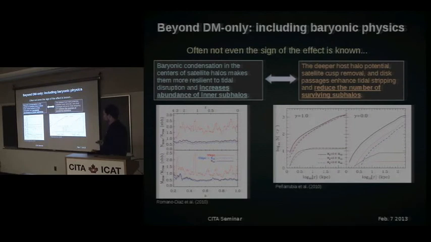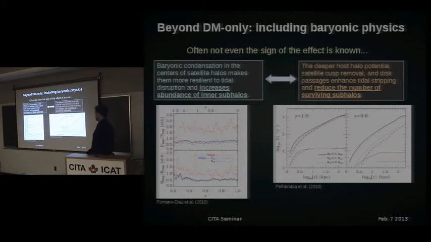Another example of that is just the abundance of subhalos. You could imagine that having a baryonic condensation inside of the little dark matter subhalo would make it more resilient to tidal disruption, and therefore increase the abundance of subhalos in the center. And this was reported here in a hydrodynamic galaxy formation simulation by Romano-Diaz. Inside 30 kiloparsecs, that's the red line, the abundance of subhalos is about a factor of two larger in simulations that include baryonic cooling versus simulations that are pure dark matter.